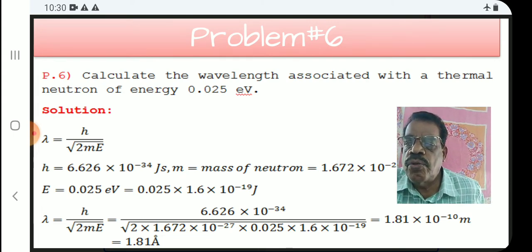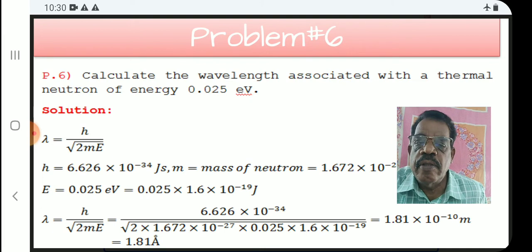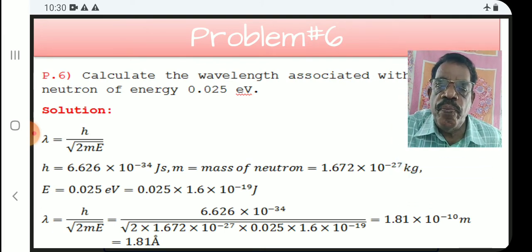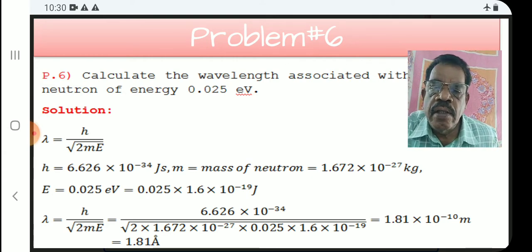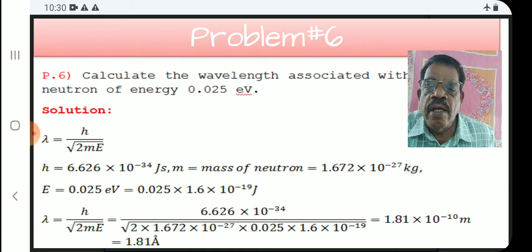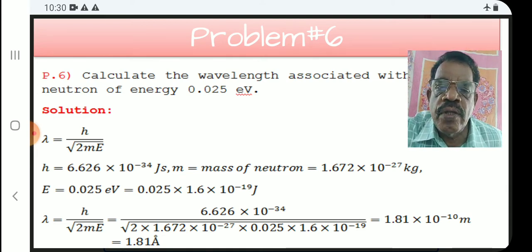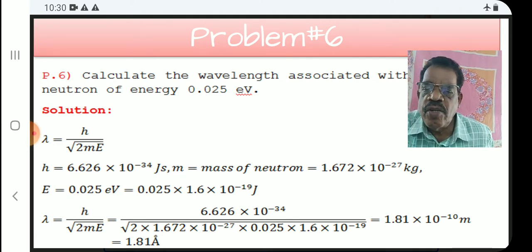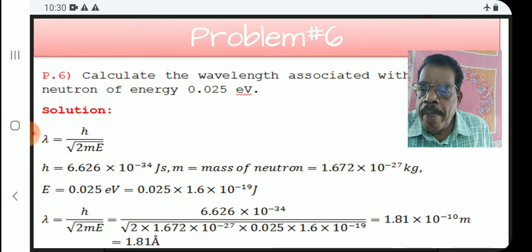Lambda is h by root of 2mE. That is, h is 6.626 into 10 raised to minus 34 joule second. m is the mass of the neutron. Mass of the neutron is not given, so you have to assume 1.672 into 10 raised to minus 27 kilogram. It is almost equal to the proton mass. Proton mass we write as 1.67 into 10 raised to minus 27 and neutron mass we write as 1.672, a slight variation. Neutron mass is a little higher than proton mass.